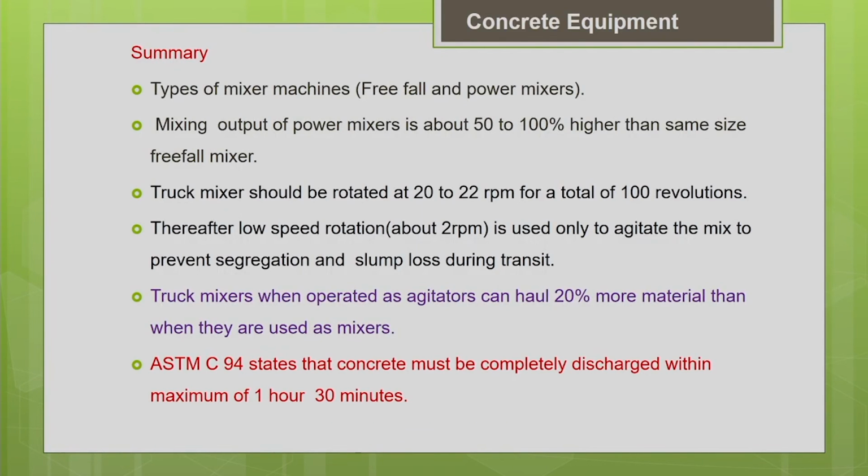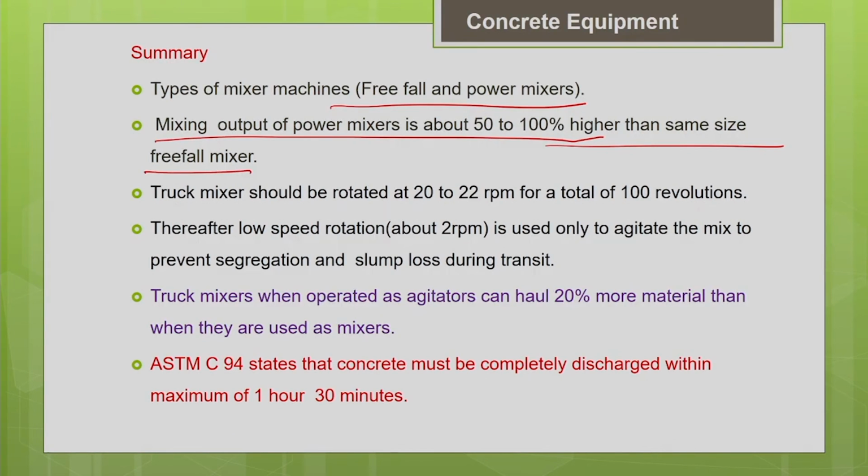Okay, so now we have come to the end of this lecture. Let me summarize what we have discussed so far. So we have discussed about different types of concrete mixer machines, the free fall mixers and the power mixers. And I told you the power mixers can give you a better productivity when compared to the free fall mixers. The mixing output of the power mixers is about 50 to 100% higher than the same size free fall mixer. That is why we always use the power mixers in the batching plant and the precast industries so that we can have a higher productivity.